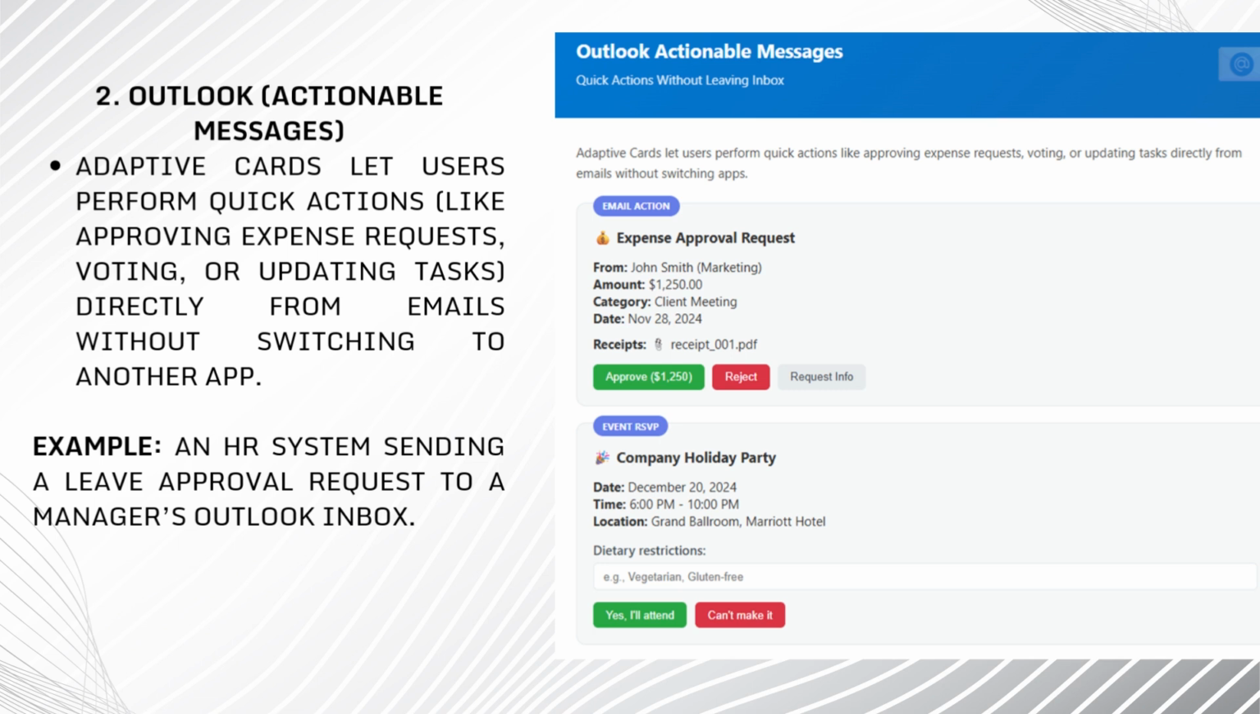Below that is a company holiday party RSVP card. All the event details are clearly displayed: date, time, location, even dietary restrictions. Users can respond with "Yes, I'll attend," or "Can't make it," directly from their inbox. No external forms, no app switching, just immediate action. This is the power of adaptive cards across platforms. They eliminate the friction of jumping between systems and keep users productive where they already work.